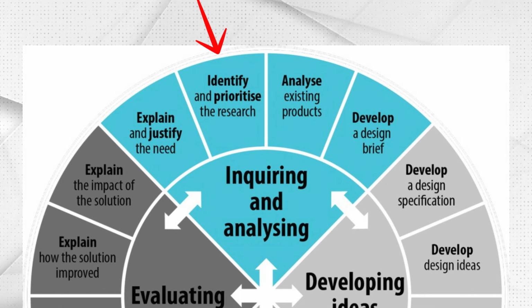So let's be honest, justifying the need is one of the easiest strands of this cycle. You're just saying, why is this thing needed? What will happen? What is the value your product is giving? Next, let's focus on A.2, Prioritizing Research.